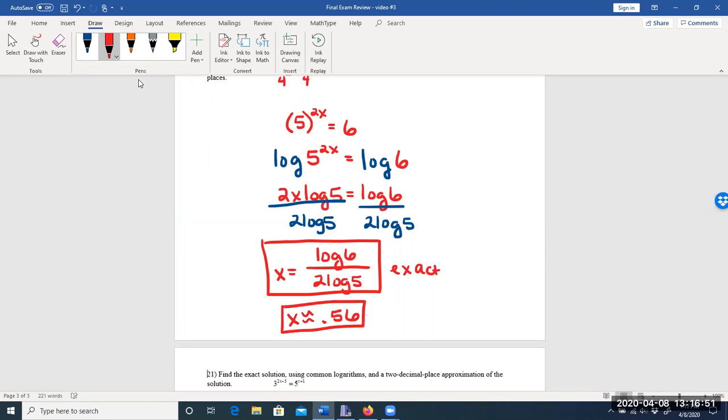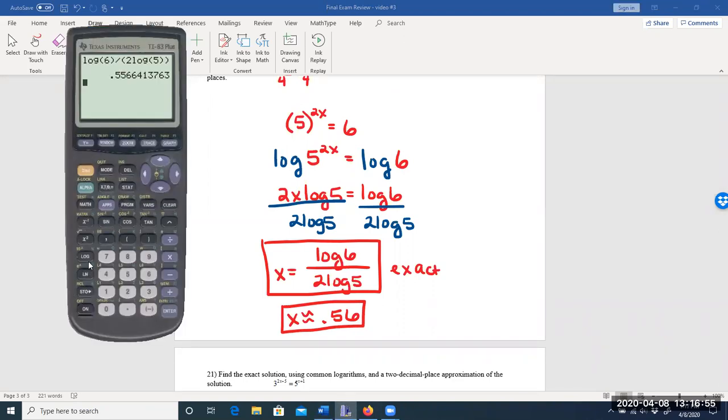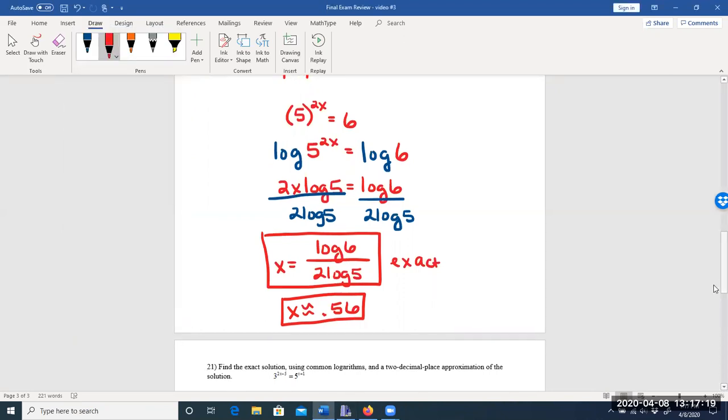Another way to enter it into your calculator, if you find this easier, is to do log of 6 divided by 2 divided by log of 5. So that would be another way where you don't have to put the denominator in parentheses, but you have to divide twice by 2 and log of 5. All right, number 21 is similar.